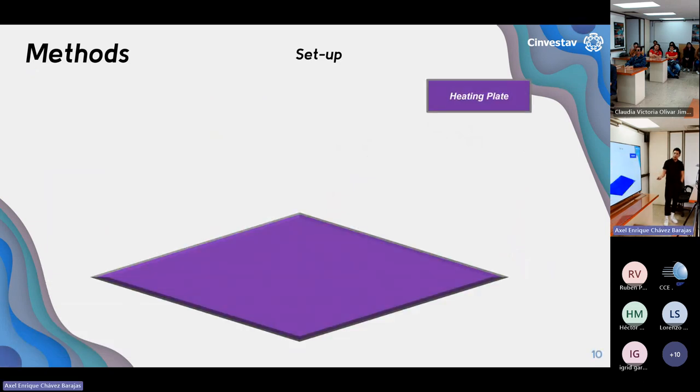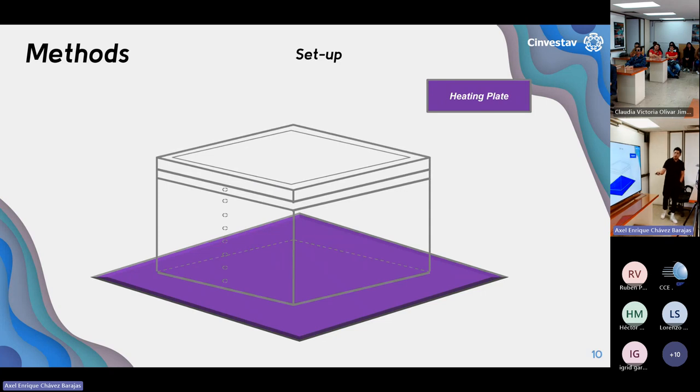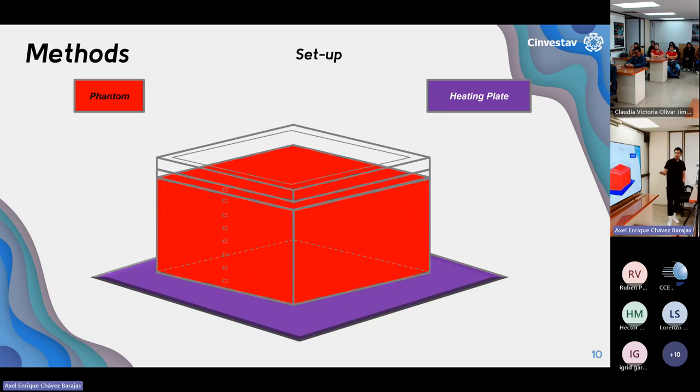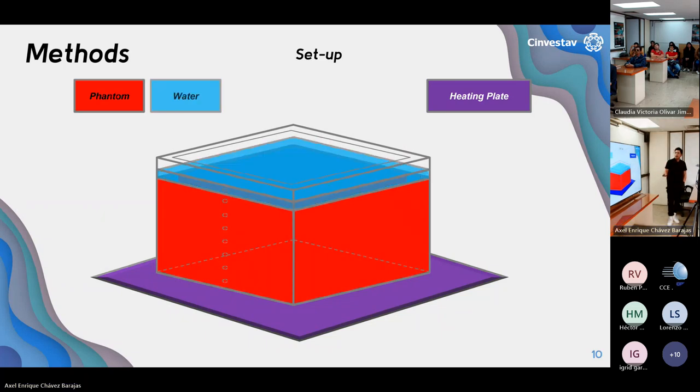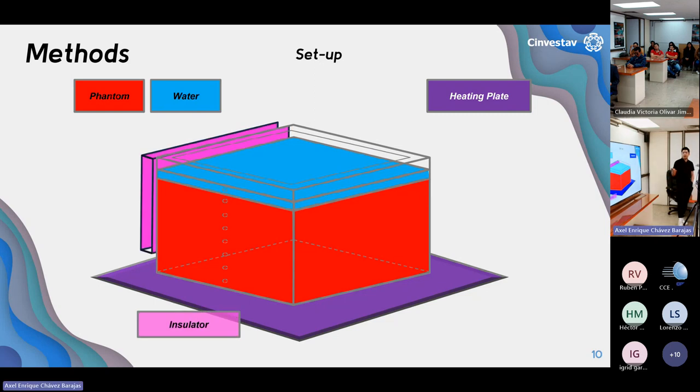Also, we have the heating plate. We put a structure that is made of plexiglass. Inside this structure, we put our phantom, and we put water on the top in order to cool our phantom body, and it also has another function, which is to serve as a coupling medium. We put an insulator material all over the structure, on all the walls of these structures.